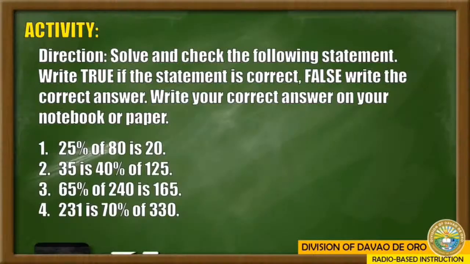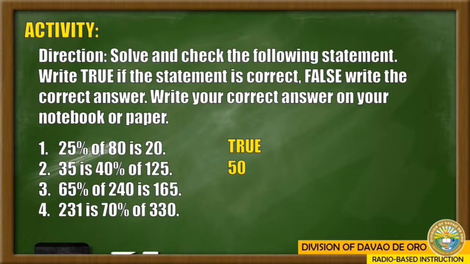Okay, we will check your work. Let's start with number 1. 25% of 80 is 20. True or false? Very good. True. Number 2. 35 is 40% of 125. Very good. False. So our correct answer is, good job, 50. Number 3. 65% of 240 is 165.